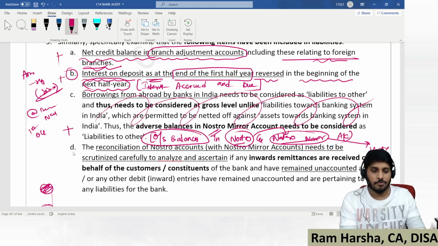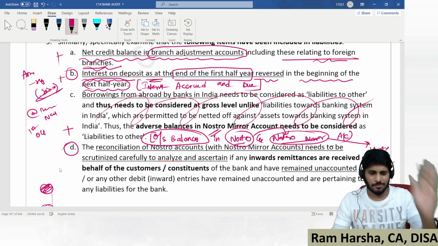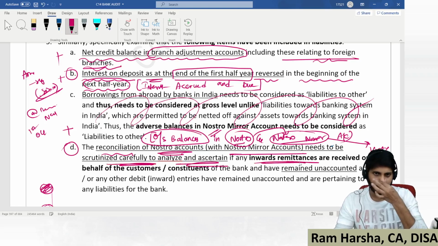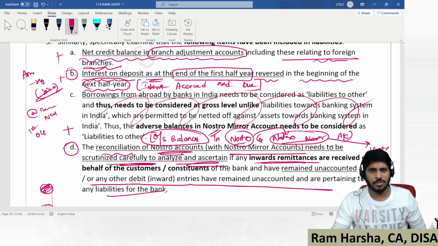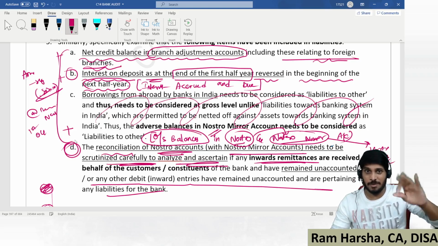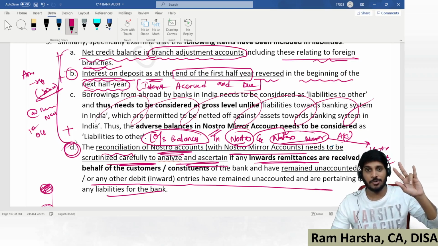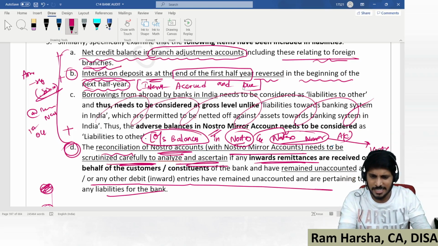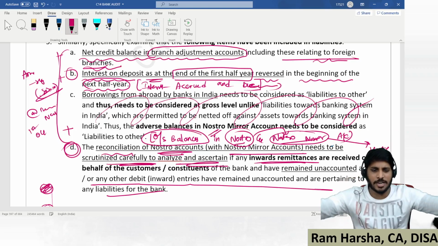So these three. The fourth one is a caution: dear auditor, be careful, reconcile nostro accounts with mirror accounts, and see whether all the inward remittances are properly recorded or not, which are not adjusted, unaccounted. Be careful. This is only a precaution, not an addition point. Only 3 additions are there. First addition is net outstanding credit branch adjustment balances. Second, interest accrued and due. Third, simply write interest accrued in respect of deposits, which is not accounted.